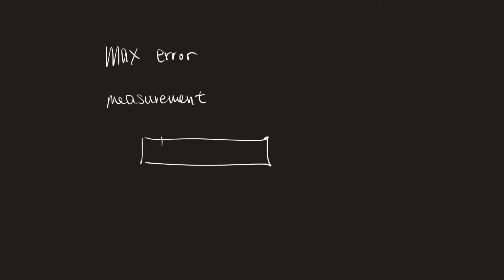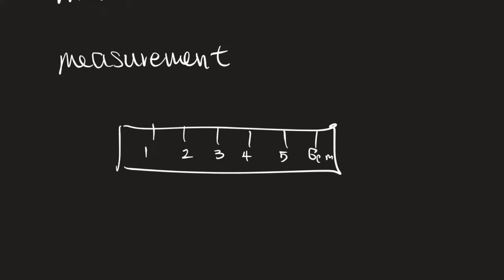So this one, I'm going to talk about the maximum error first. First of all, you should know that when you make a measurement, sometimes you have a ruler, and for this ruler, maybe each interval equals 1 cm. Maybe it is in cm.